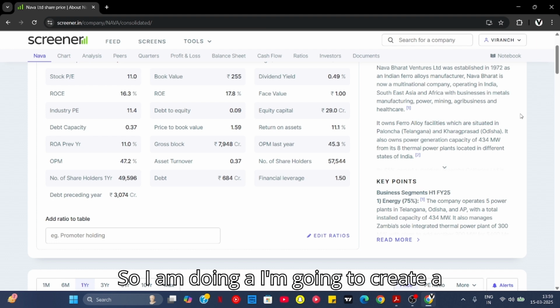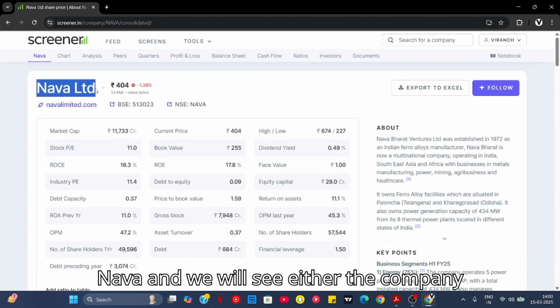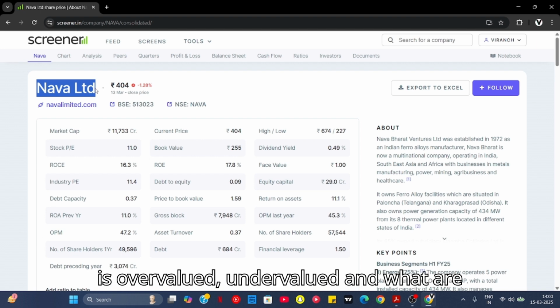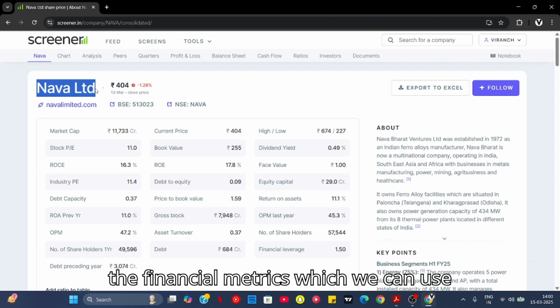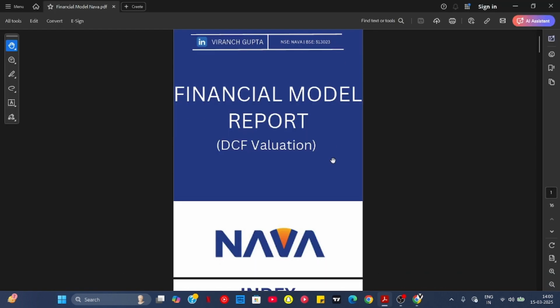So I'm going to create a financial model for the company known as Nava, and we will see whether the company is overvalued or undervalued, and what are the financial metrics which we can use while analyzing a company. So this is the model which I have created.